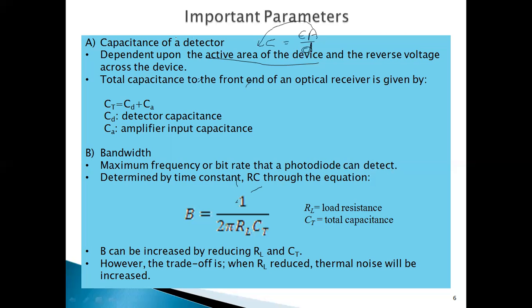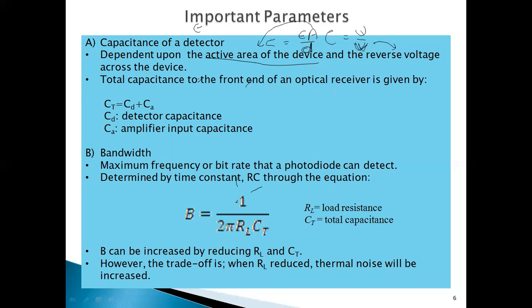Because we know from the equation of C, C equals Q over V, it's the same thing. V is the voltage applied across the capacitance, and we know that for a detector we are using the reverse bias voltage. So that should be the voltage that will affect the capacitance value.